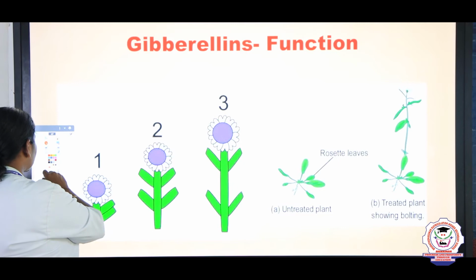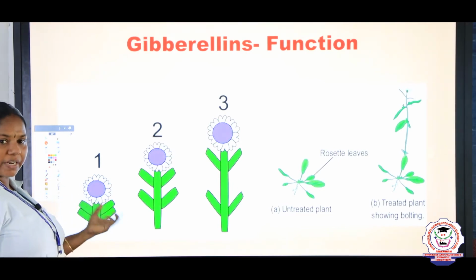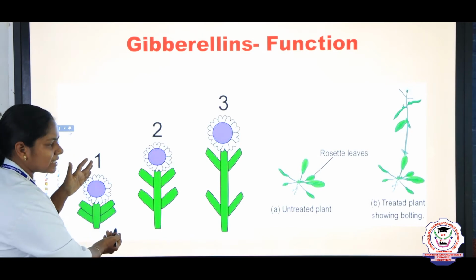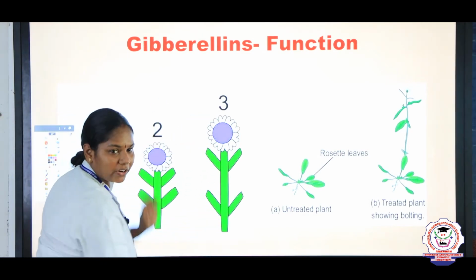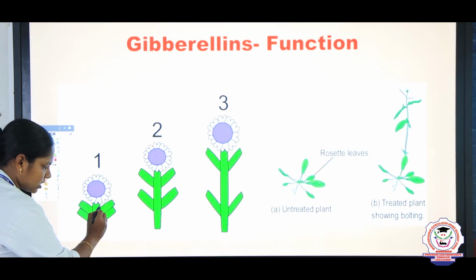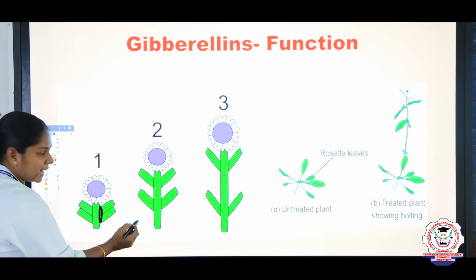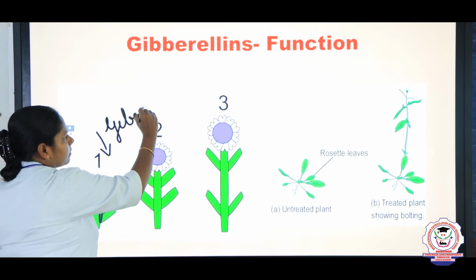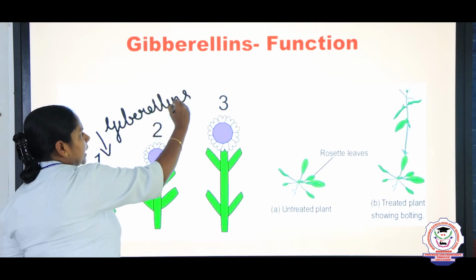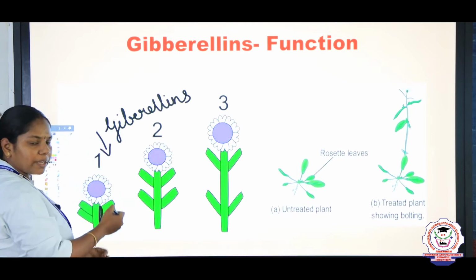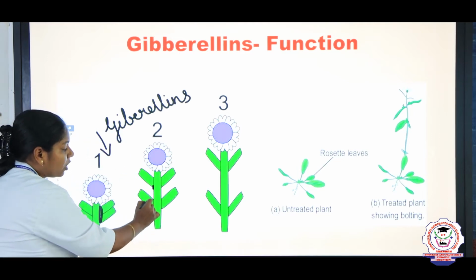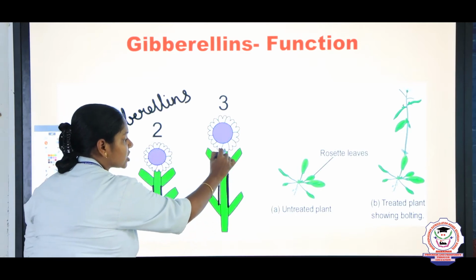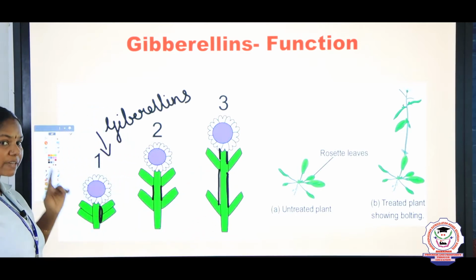So gibberellins function, can you identify anything from this picture, children? Yes, it results in internodal elongation. Just see the internodal elongation here, it's very little, right? After inducing the gibberellins in the plants, what happens? The plant's internodal elongation occurs, and it leads to the elongation of the stem. So this is the first function.